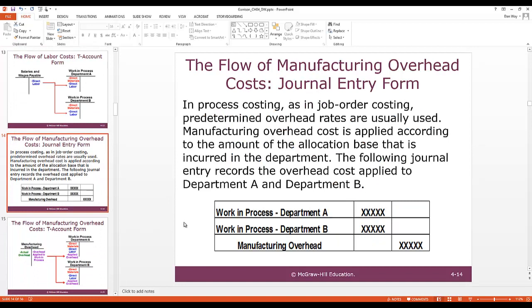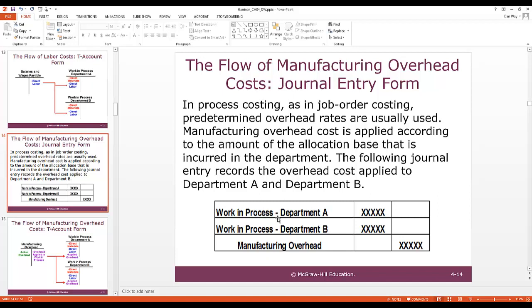Speaking of overhead, in process costing, as in our job order costing system, we do have predetermined overhead rates. So overhead is applied according to the amount of activity that's used in the entire department rather than for individual jobs. So we may have a journal entry that looks something like the following related to overhead costs applied.